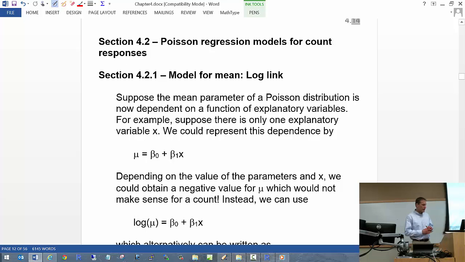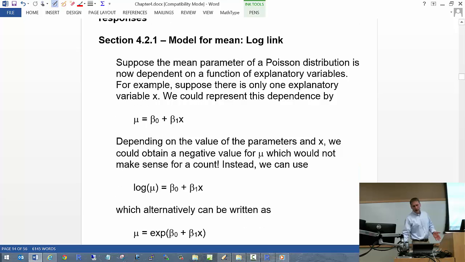Okay, so let's go to section 4.2. We're going to talk about Poisson regression. We've looked at logistic regression, multinomial regression, and other kinds of regression models before. The key thing is that you set a particular parameter to be a function of some explanatory variables, and there are additional parameters inside this function that we need to estimate through some data. As we just finished talking about, maybe you could use a model such as this: mu is equal to beta 0 plus beta 1 times x. So mu is the Poisson mean parameter.